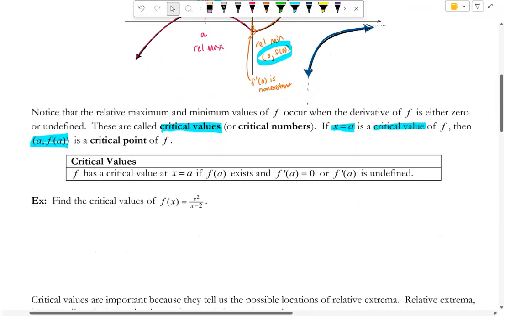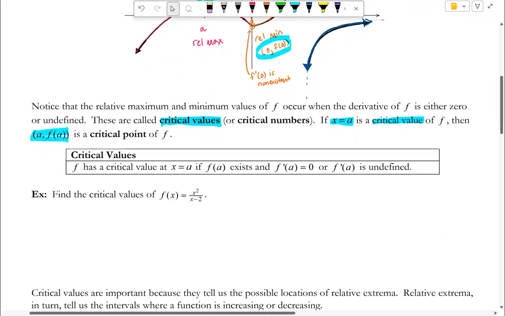So a critical value exists if f of a exists. So f is a critical value at x equals a if f of a exists and f prime of a is either 0 or undefined.